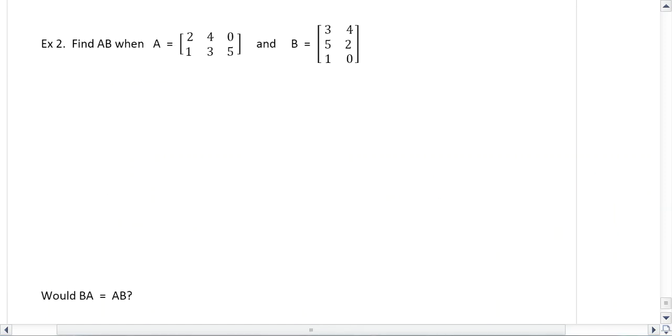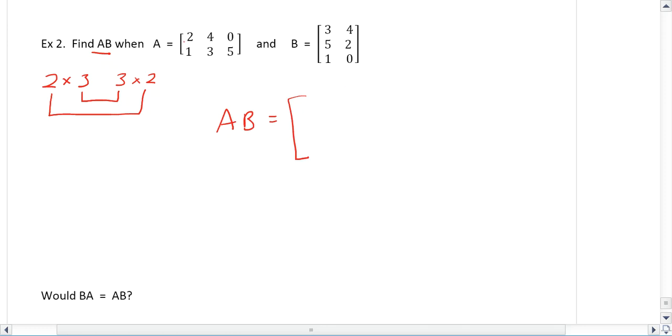Here's another example we can look at together. We're given A and B, two matrices, and we're asked to find AB. So before I do a product, I like to make sure it exists. A is a 2 by 3 matrix. B is a 3 by 2 matrix. Since these two numbers match, yes, it exists, and my answer is going to be a 2 by 2. Like I said, I like going into it knowing that I'm going to have a 2 by 2 matrix.